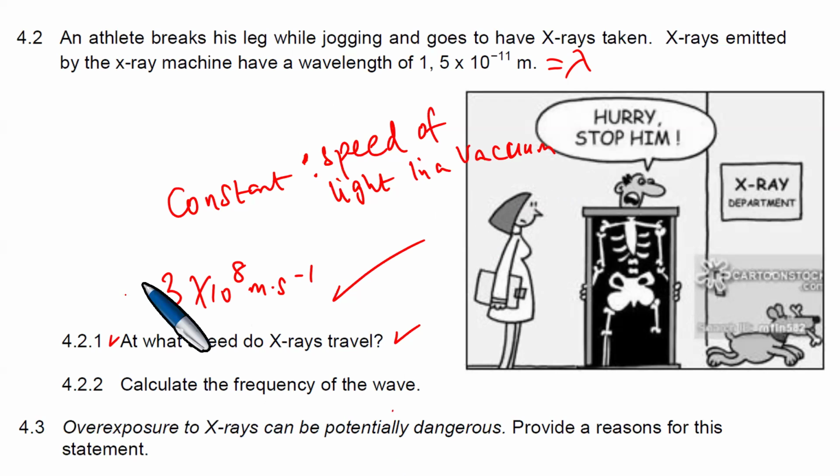So we call it C. It's given at the back of the question paper. Always, they must give it to you.